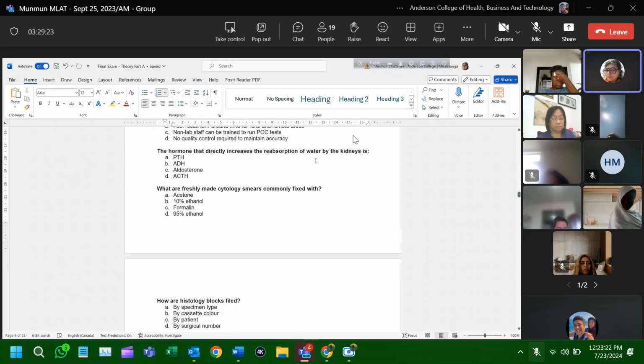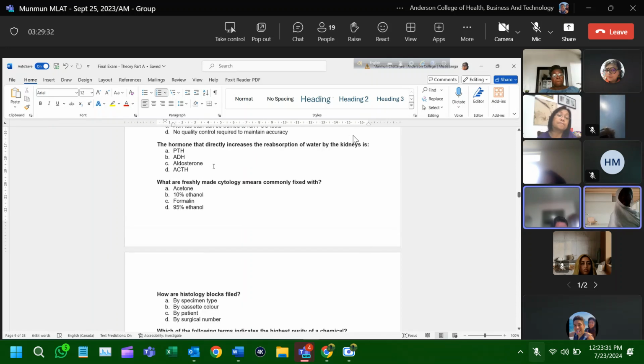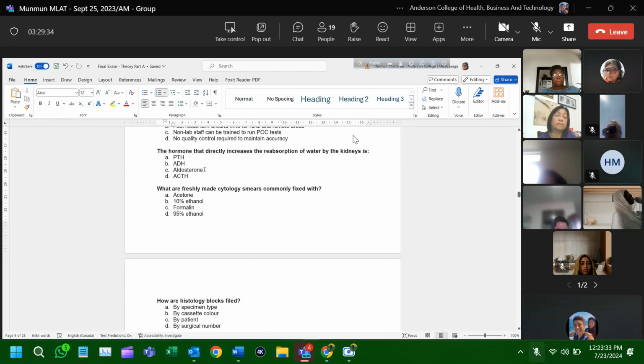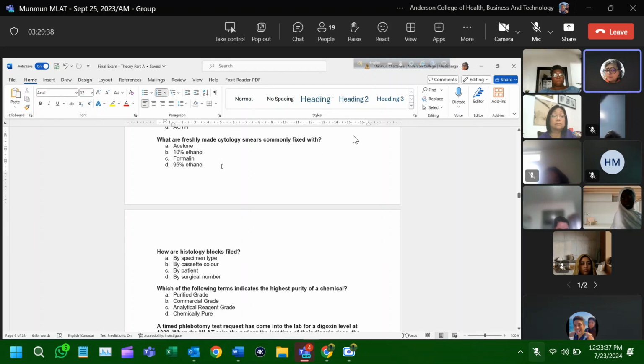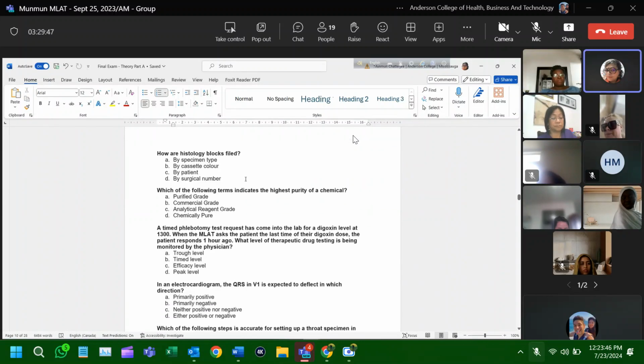The hormone that directly increases the reabsorption of water by the kidney is ADH, the antidiuretic hormone. Okay. What are freshly made cytology smears commonly fixed with? 95% ethanol. Just did it, right? Yeah. Histology blocks are filed by what?